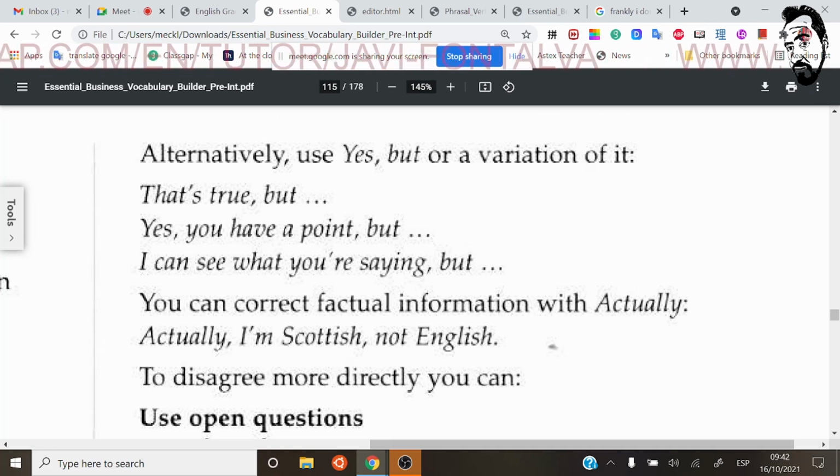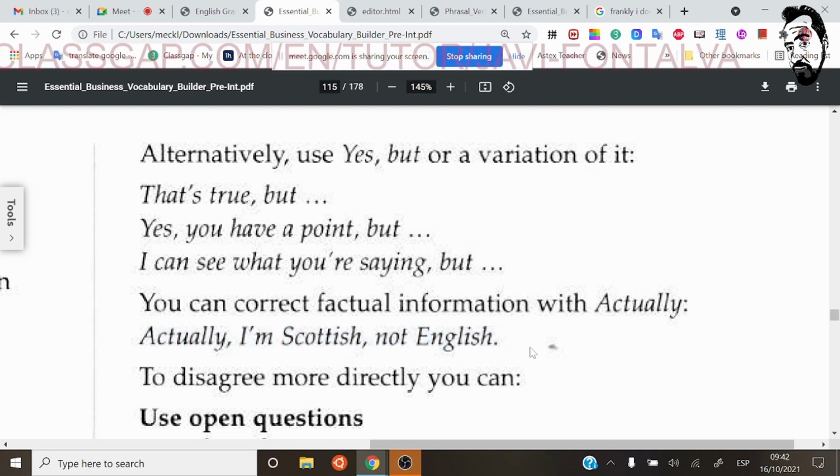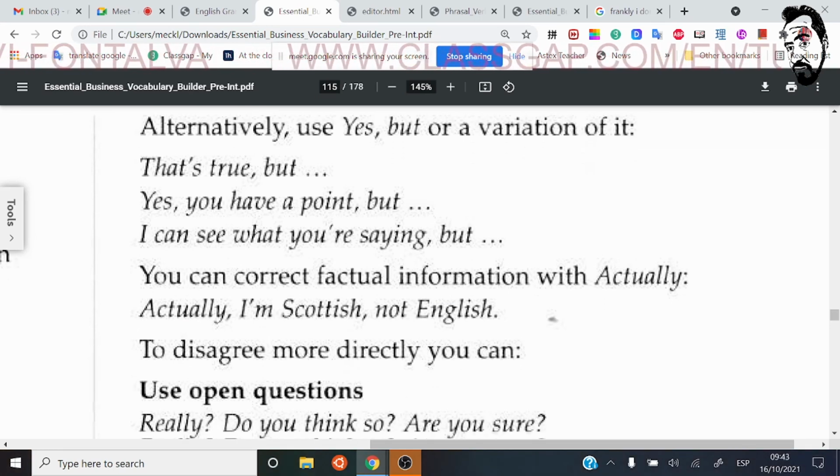Or for example, imagine you're talking to a person, are you from England? And the person is from Edinburgh. So this person might say something like, actually I'm Scottish, I'm not English, I'm Scottish. Para corregir. Actually, de hecho, means en realidad. En realidad. Sí, okay. Lo puedo usar para corregir una información, por ejemplo.